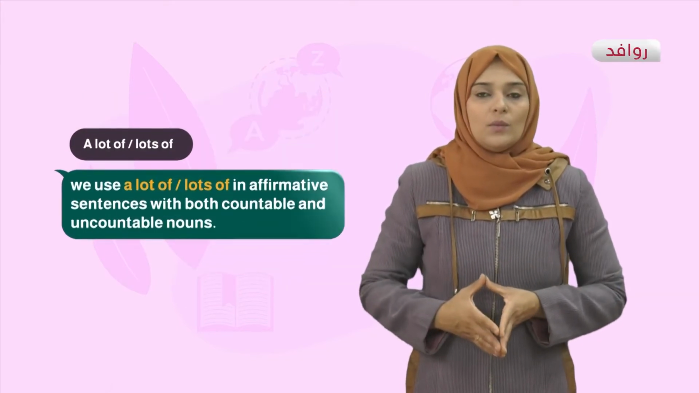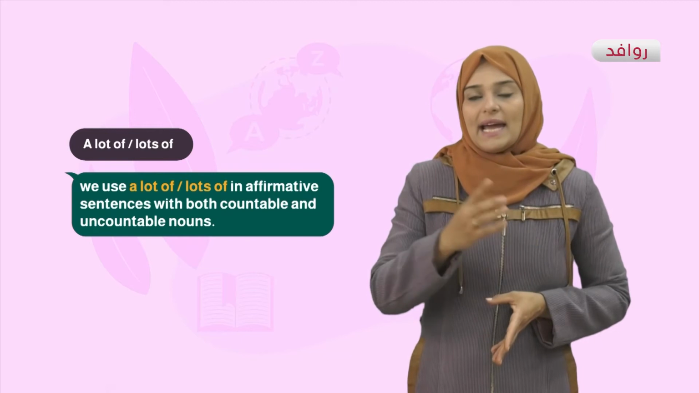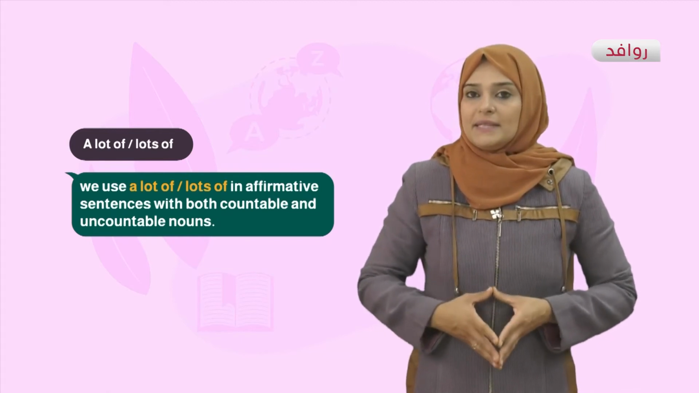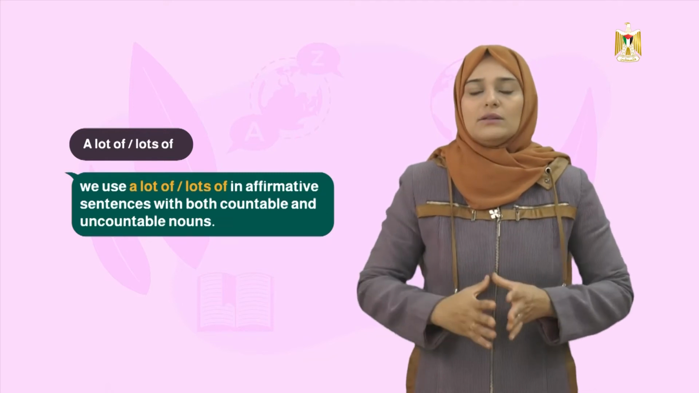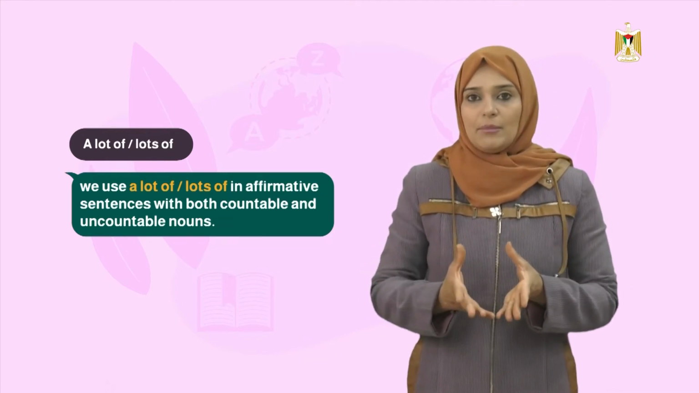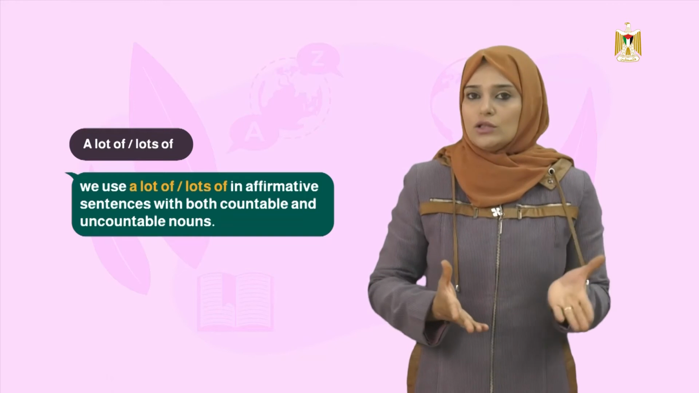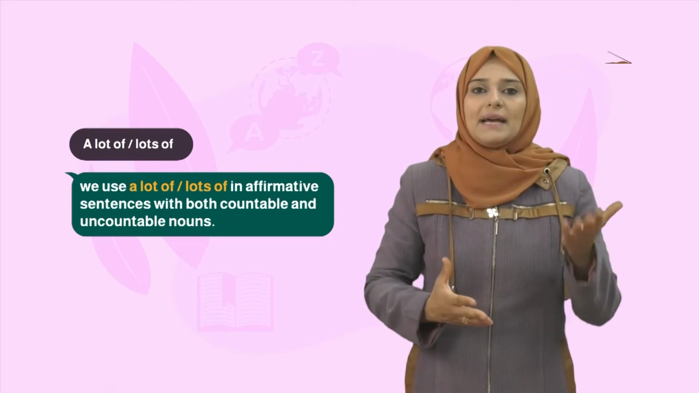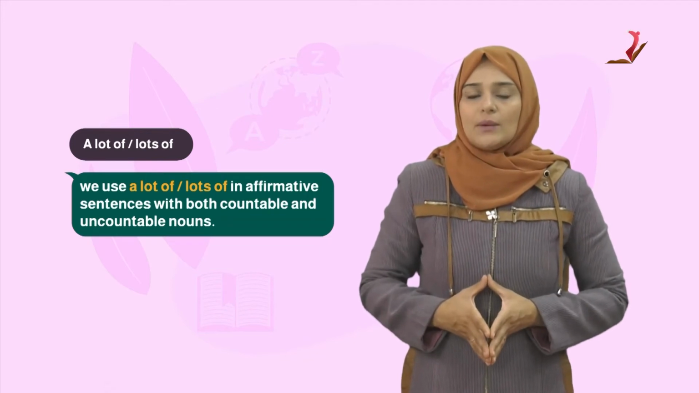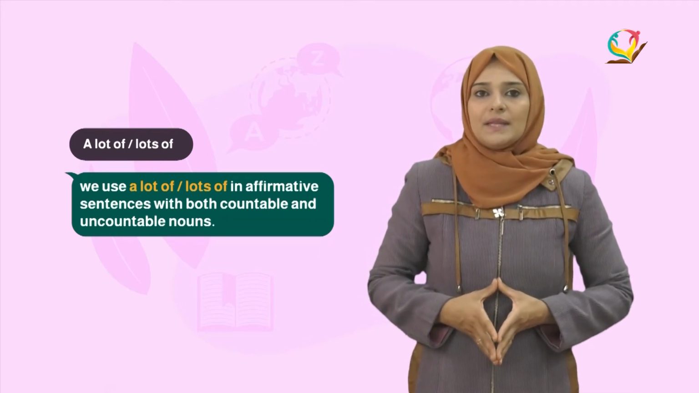Notice that we use a lot of and lots of in affirmative sentences with both countable and uncountable nouns. نستخدم lots of and a lot of في الجمل المثبتة مع الكلمات المعدودة والكلمات غير المعدودة وتعني الكثير من.